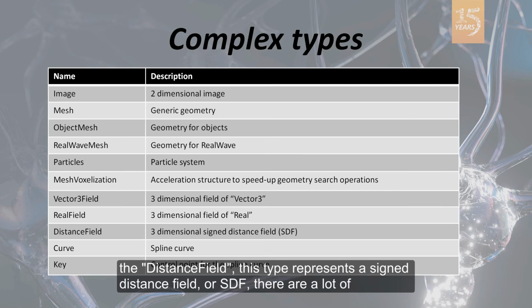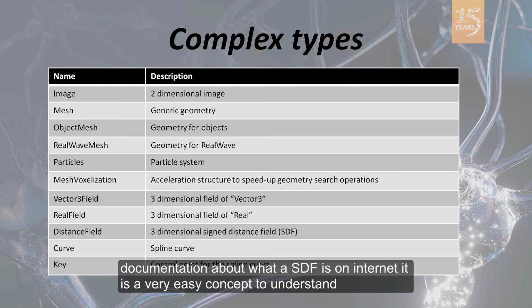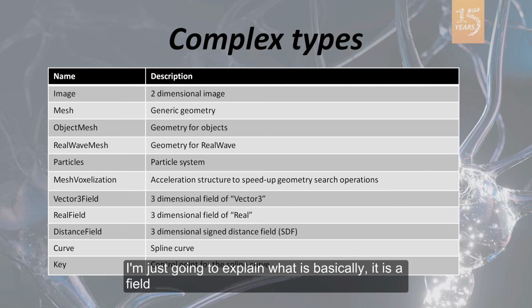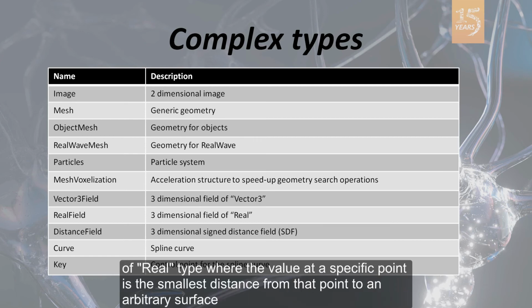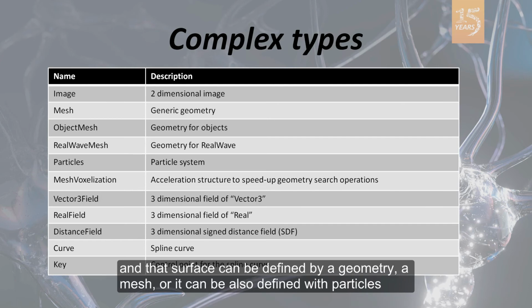Distance field. This type represents a signed distance field, or SDF. There is a lot of documentation about what an SDF is on the internet. It is a very easy concept to understand, and here I'm just going to explain what it is basically. It is a field of real type where the value at a specific point is the smallest distance from that point to an arbitrary surface. And that surface can be defined by a geometry, a mesh, or it can also be defined with particles.